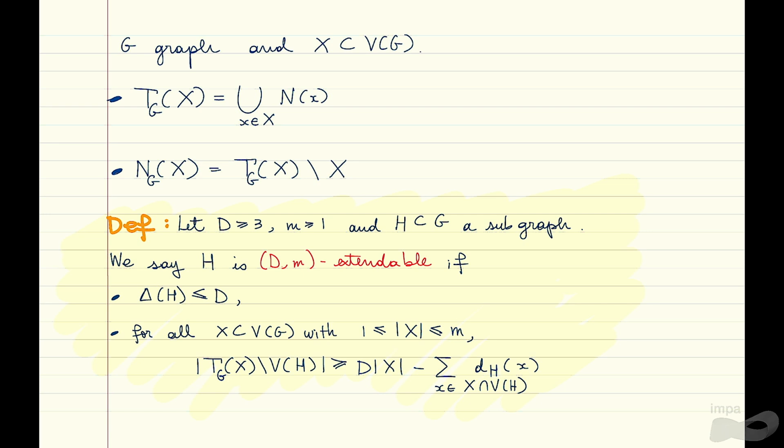So we're going to say a subgraph H in a graph G is (D, M)-extendable if two things happen. First, the maximum degree of H is bounded by D. This might seem arbitrary, but it is important. The second property is that we have expansion. So for any set X in G of size at most M, we have some control on the size of the neighborhood outside my graph H. So let me draw a picture.